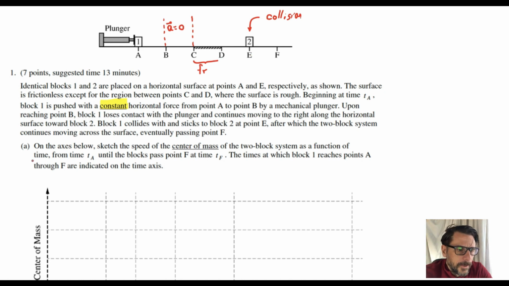Part A. On the axis below, sketch the speed of the center of mass of the two-block system as a function of time from TA until the block passes point F at time TF. The times at which block 1 reaches points A through F are indicated on the time axis.